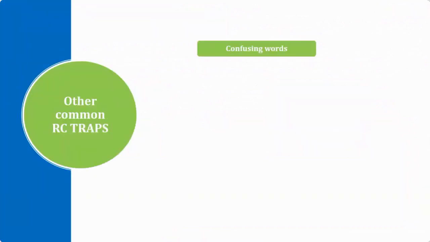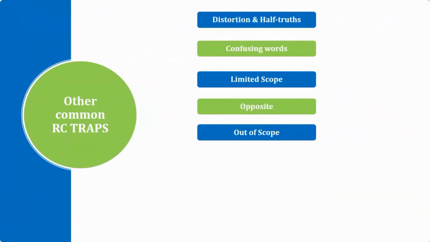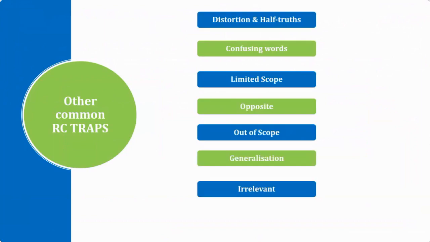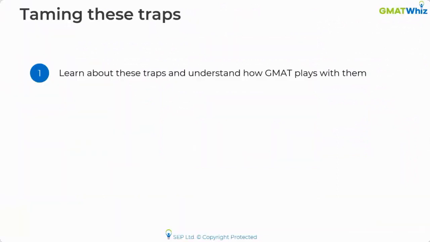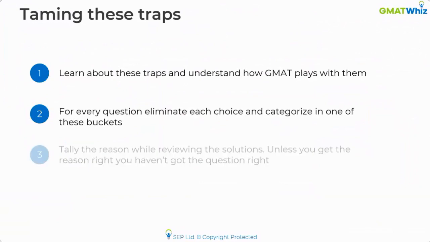In fact, there are lots of traps like that which we teach you about in our course. Distortion, half truth, confusing words, limited scope, opposite, out of scope, generalization, irrelevant. And if you see these traps before, while you're building your skill, you will not waste your time, you'll not despair. How to tame these traps? You should go through the solutions of each and every question. You have to learn about these traps and understand how GMAT plays with them.